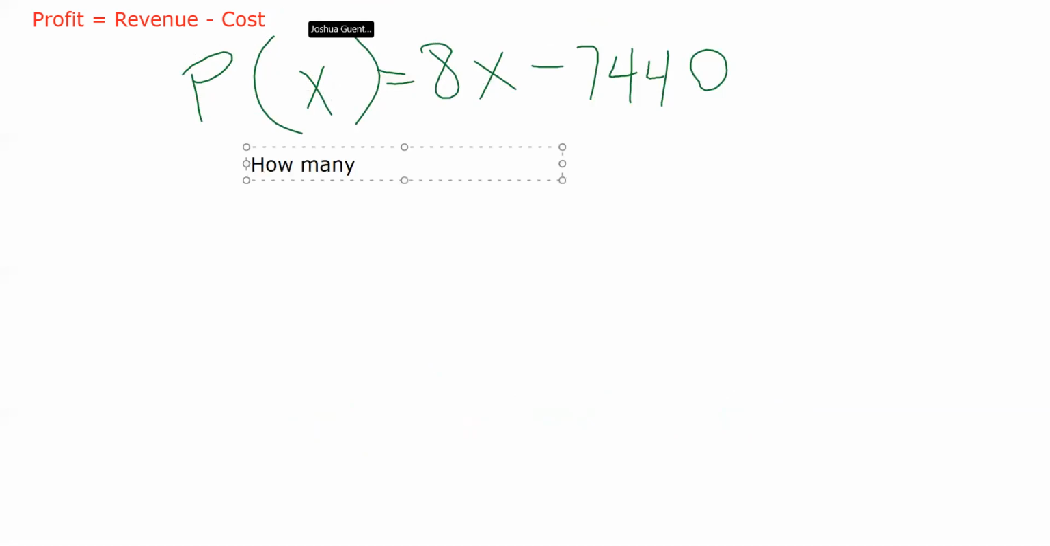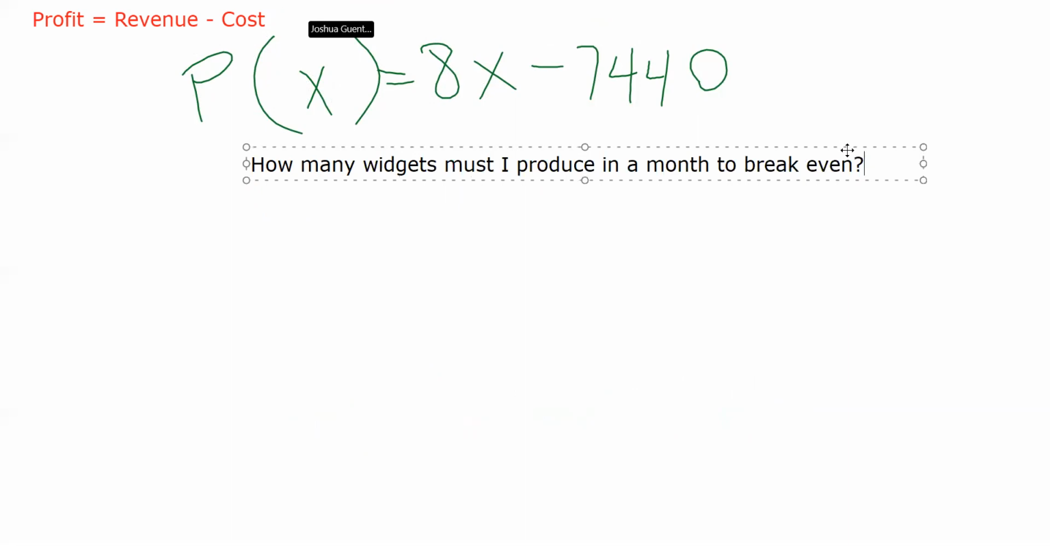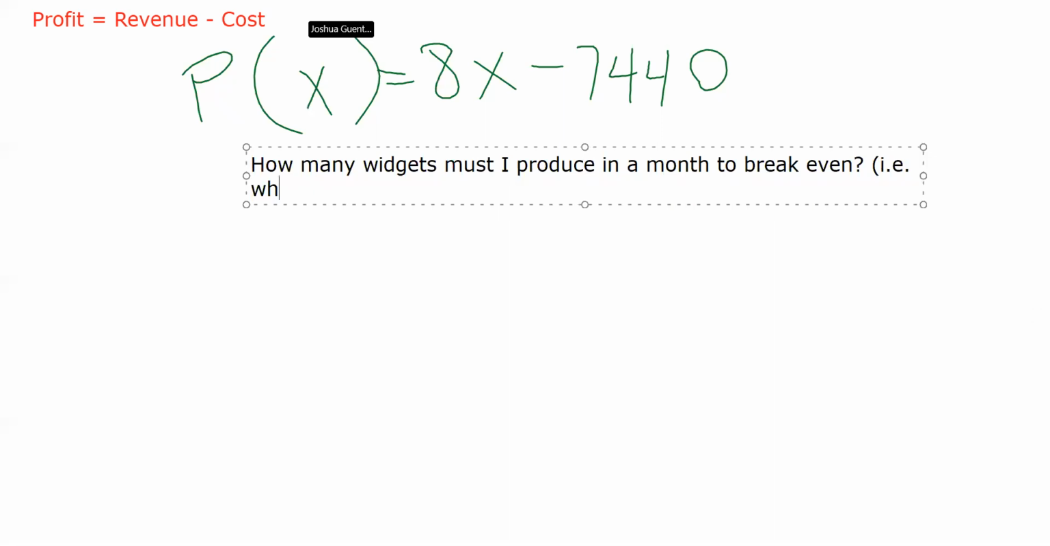How many roads must a man walk down before you can call him a man? Instead, how many widgets must I produce in a month to break even? And here's a hint, you break even when your revenues are the same as your costs. You didn't make any money, but you didn't lose any money. In other words, the break even point is when will I have zero profit? You didn't make money, but you didn't lose money, your profit's zero.